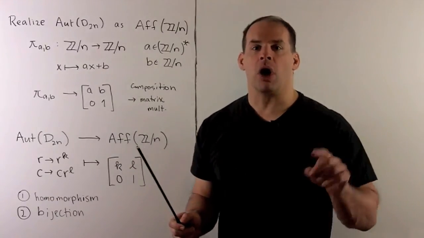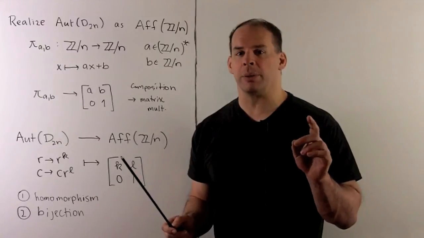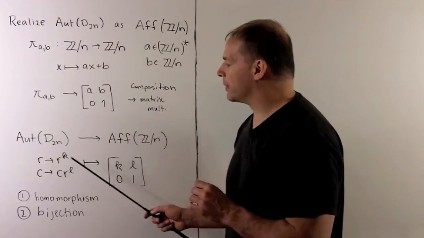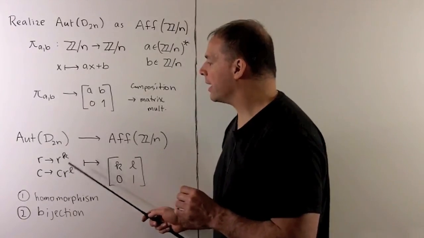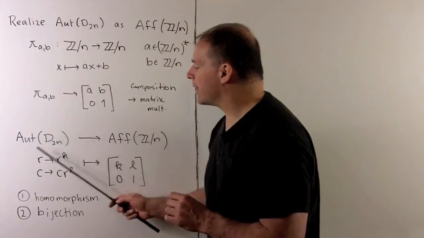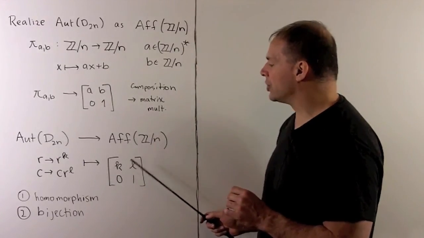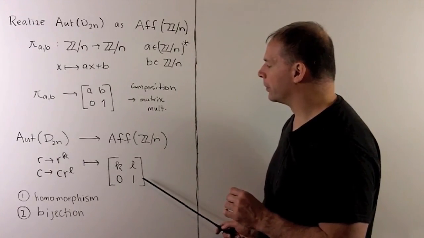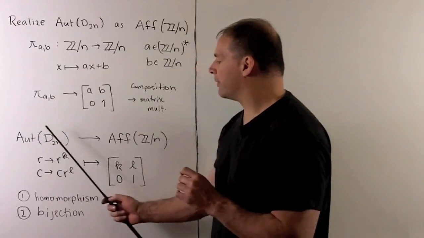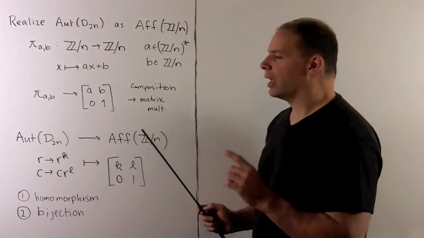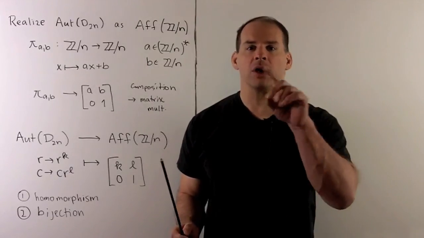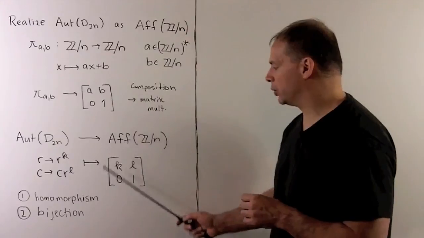Now, to bring automorphisms of D sub 2n into the picture, if I have the automorphism that carries R to R to the K, C to C times R to the L, I'll send that to the matrix (k l; 0 1). This is going to be a homomorphism and a bijection, so I'll have an isomorphism. And it's a good exercise to go back and work everything out just using these 2 by 2 matrices.